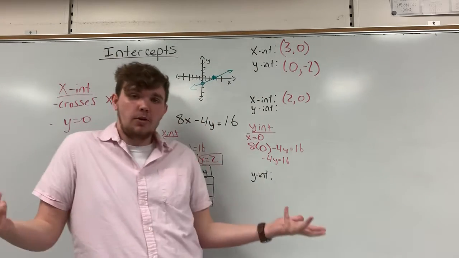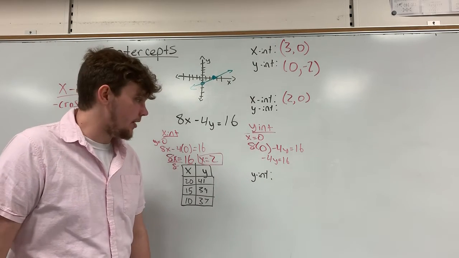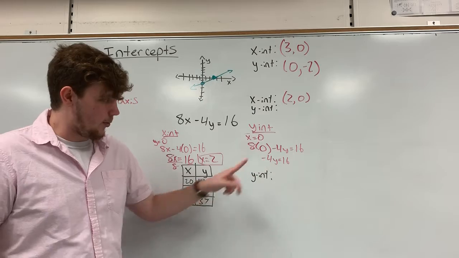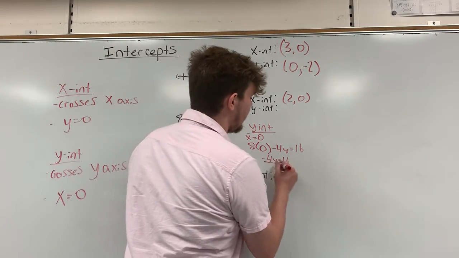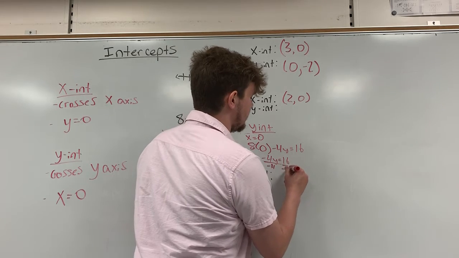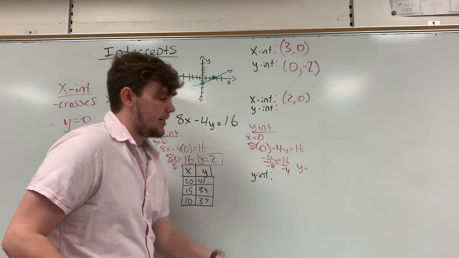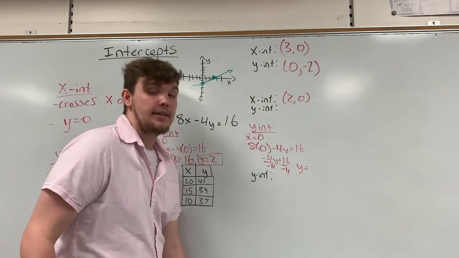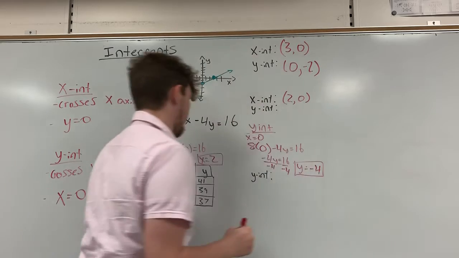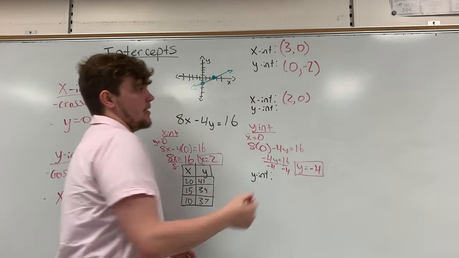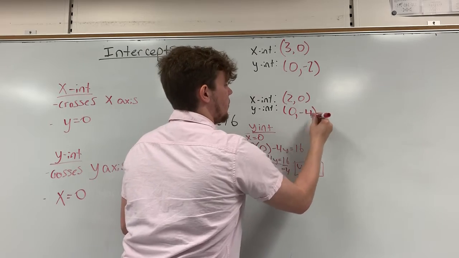Okay, and then just one more little step here. Y is an introvert here. Y wants to be alone. I got to get rid of that negative 4. How do you undo multiplication? Well, let's go ahead and divide by negative 4, both sides. And so I get y equals 16 divided by negative 4 is negative 4. Okay, so my y-intercept is 0, negative 4.